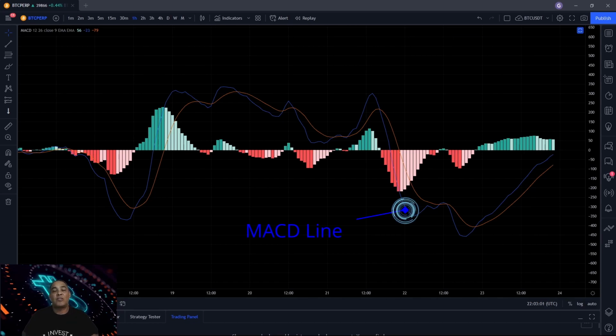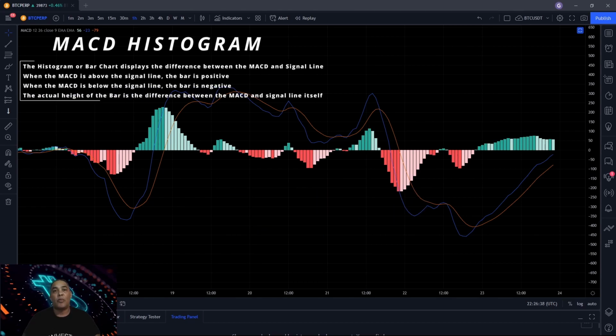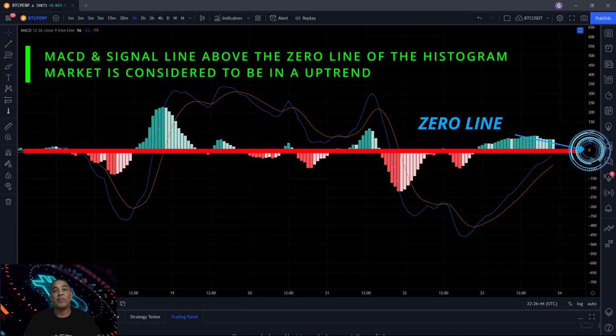The MACD consists of two lines, the blue line, which is the MACD line, the orange line is the signal line, and the histogram. On the MACD, we have what is known as the zero line on the histogram. Essentially, when the MACD line and signal line is above the zero line of the histogram, the market is considered to be in an uptrend and therefore we will only look for long positions.